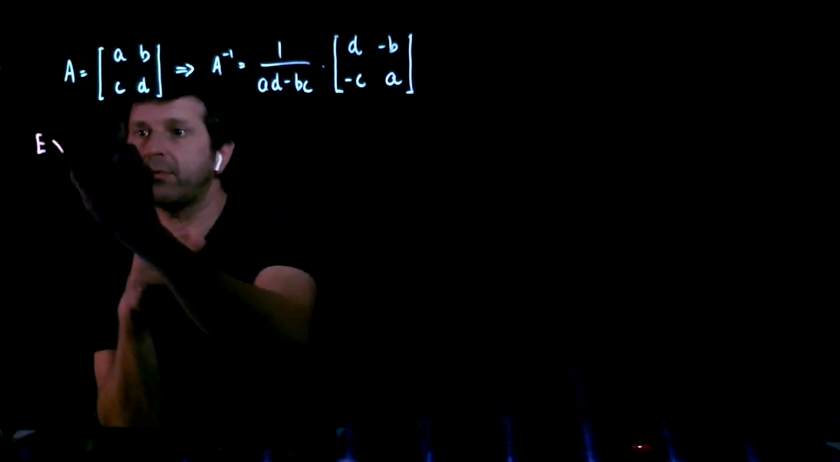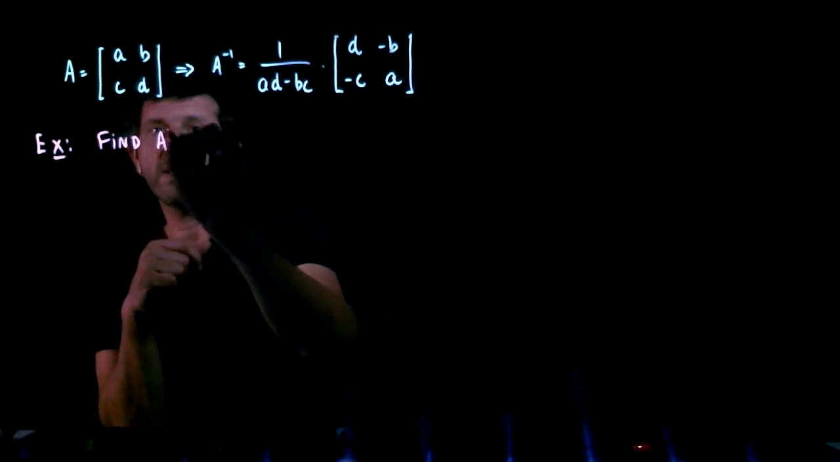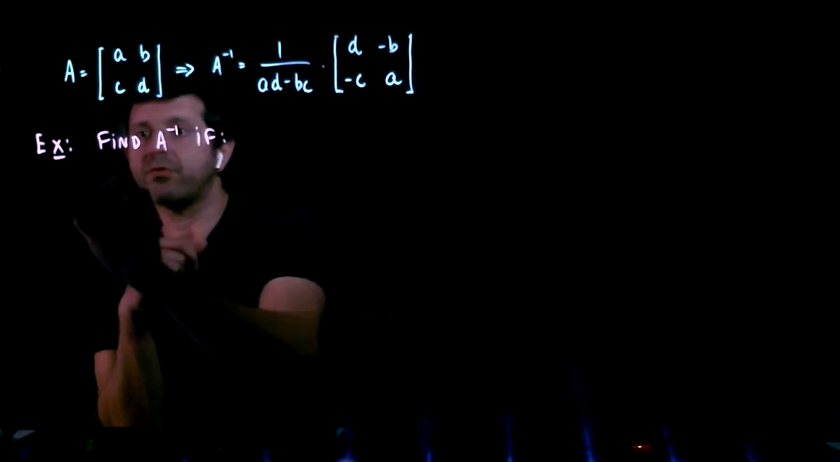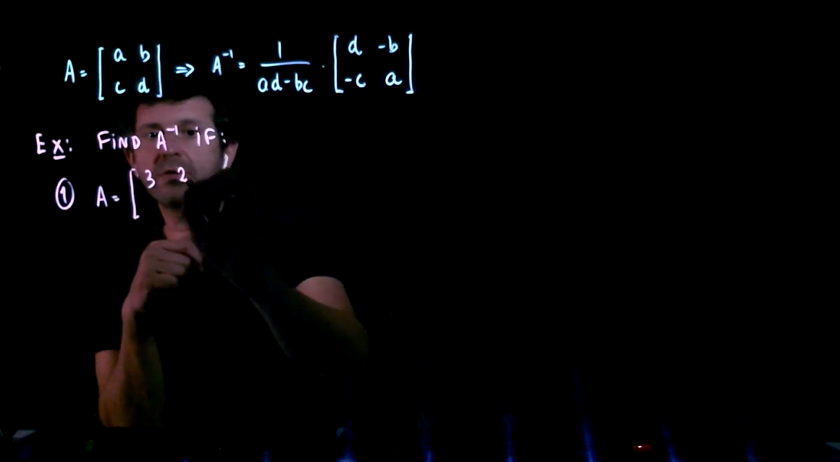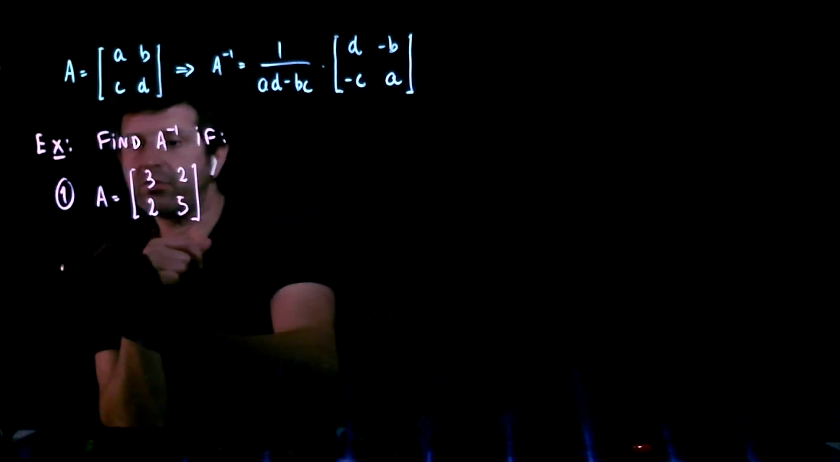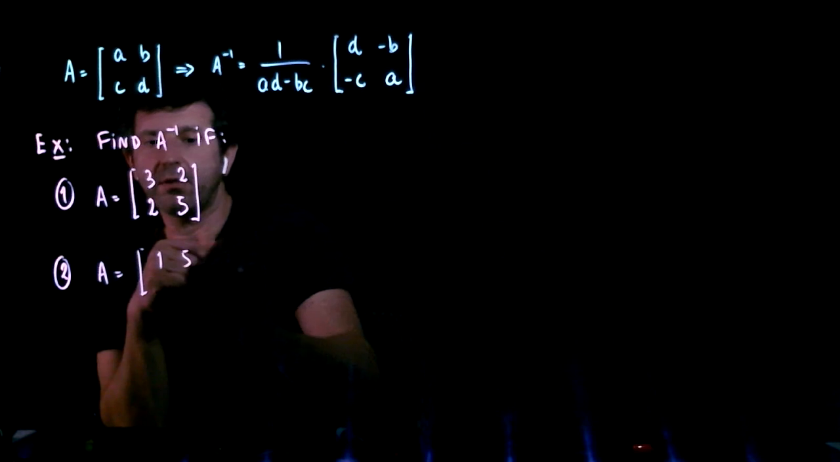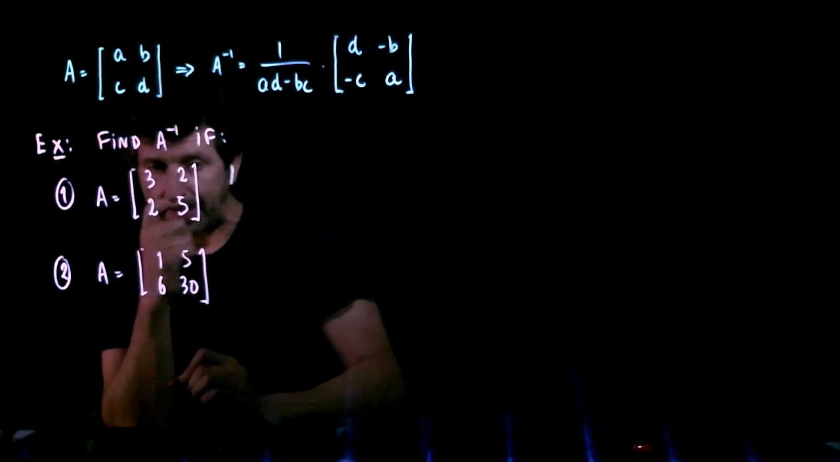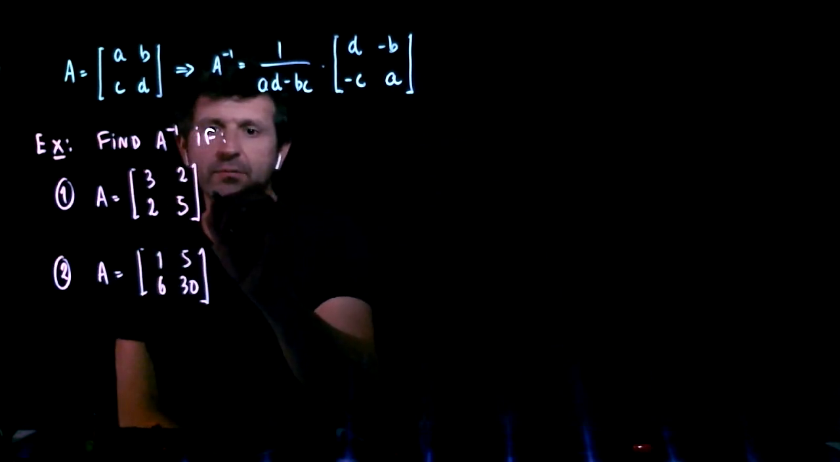Let's use this formula to find the inverse of a matrix right away. For example, find A inverse if, first of all, let's say A is the matrix 3, 2, 2, 5. And second, let's say A is the matrix 1, 5, 6, 30. That's fine for both of them. I can do it right away here.